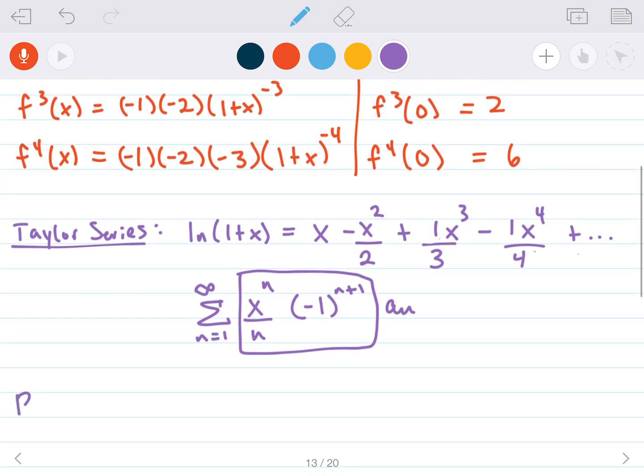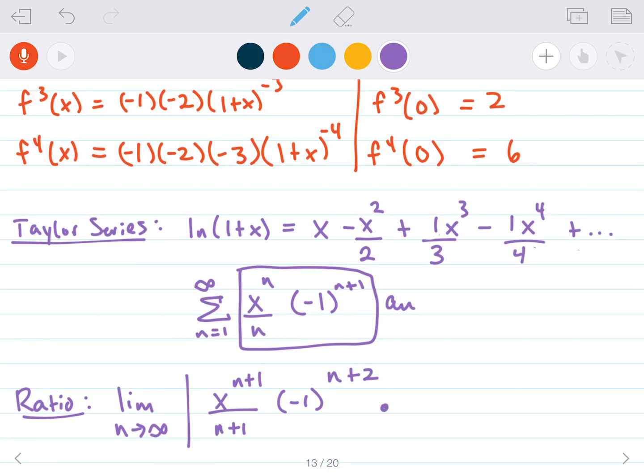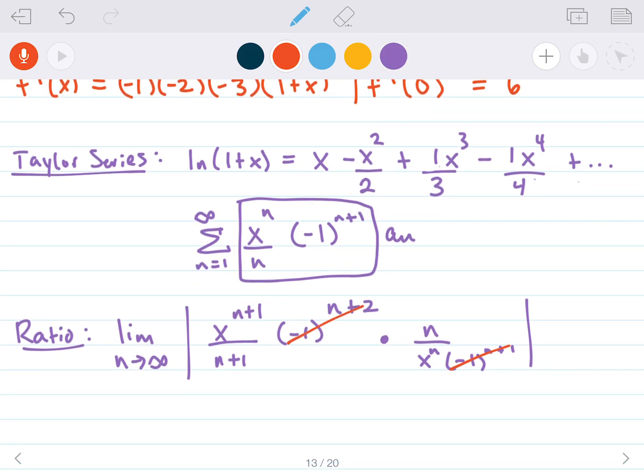Now let's go ahead and use the ratio test. I need to take the limit as n goes to infinity of the absolute value of a sub n plus 1, so that's x to the n plus 1 over n plus 1 times negative 1 to the n plus 2. That's multiplied by the reciprocal of a sub n, which is n over x to the n times negative 1 to the n plus 1. Again, these negative 1s can go away. Remember, we're just taking the absolute value here. And x to the n plus 1 divided by x to the n, keep the base x, subtract the exponents, and we end up getting simply x. So the limit as n goes to infinity of the absolute value of x times n over n plus 1.